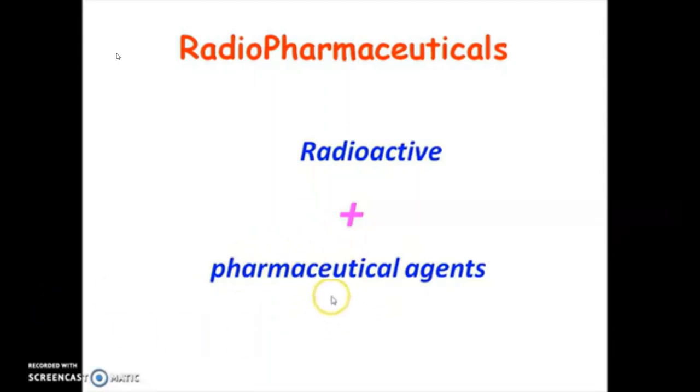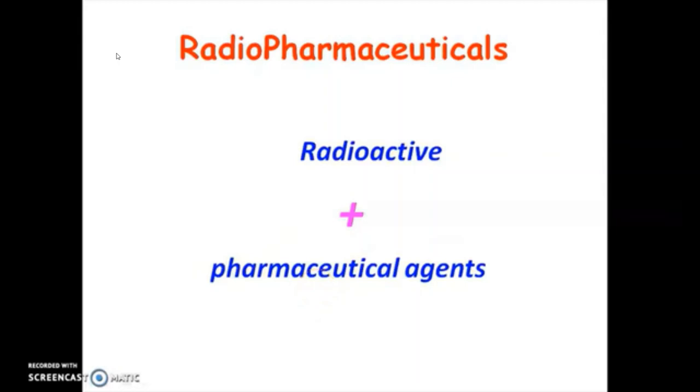For example, I want to study the liver. You know that the liver has a greater affinity towards colloidal components. So when the radioactive material is mixed with sulfur colloid and injected, it goes and concentrates in the liver, so we can do a liver scan. Similarly, I want to study the excretory system. I tag the radioactive material with DTPA. DTPA means diethylene triamine pentacetic acid. This component is involved in the excretory process.